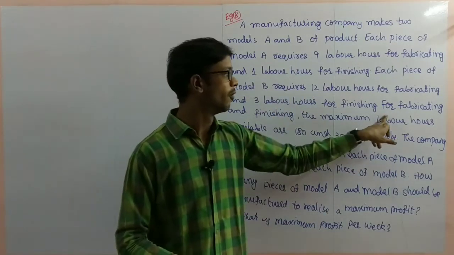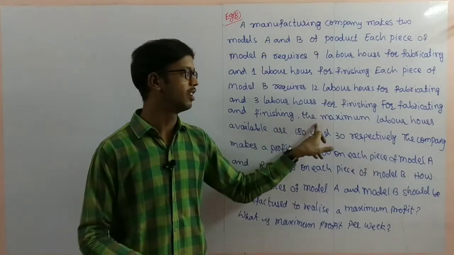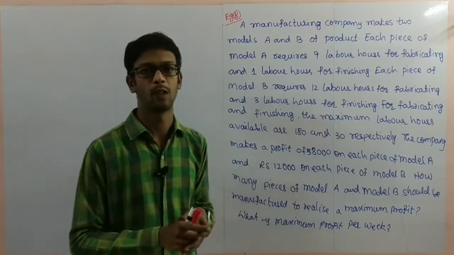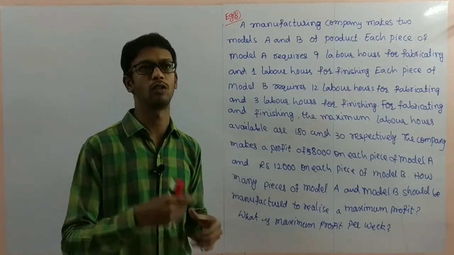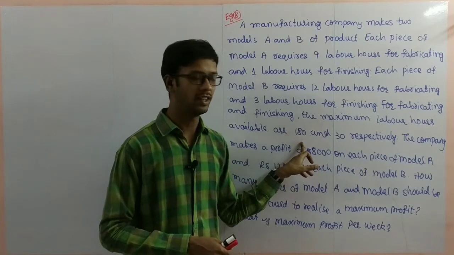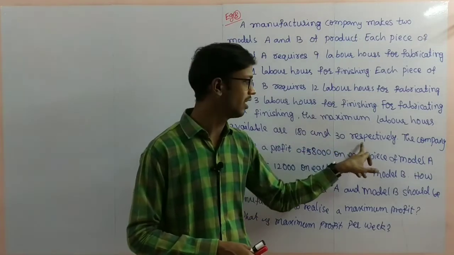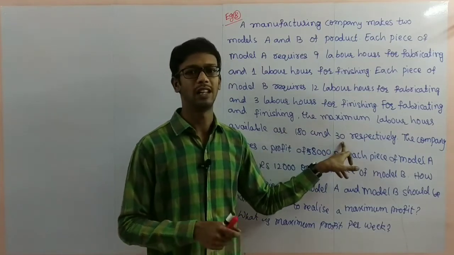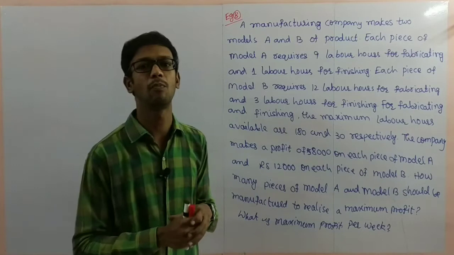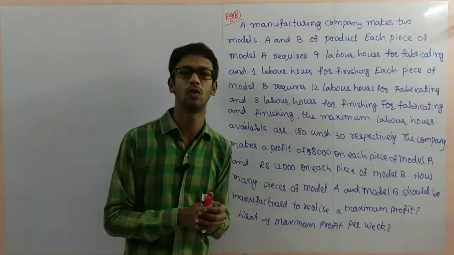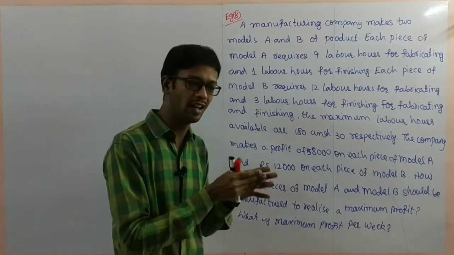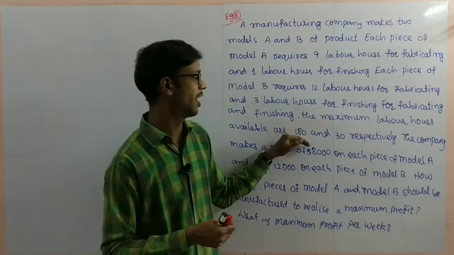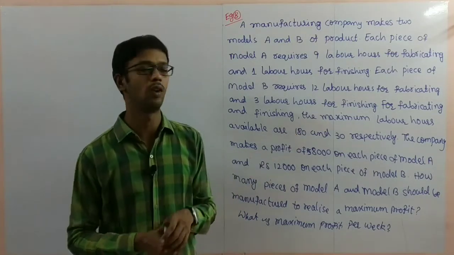Next, for fabricating and finishing, the maximum labor hours. Maximum means at most. At most 180 hours and 30 hours. For fabricating, 180 hours is there, and for finishing, 30 hours is there. That is the highest value. At most means less than or equal to. Up to 180 you can take, so less than or equal to 180. If you take 181 or 182, it is wrong. The highest value is only 180.